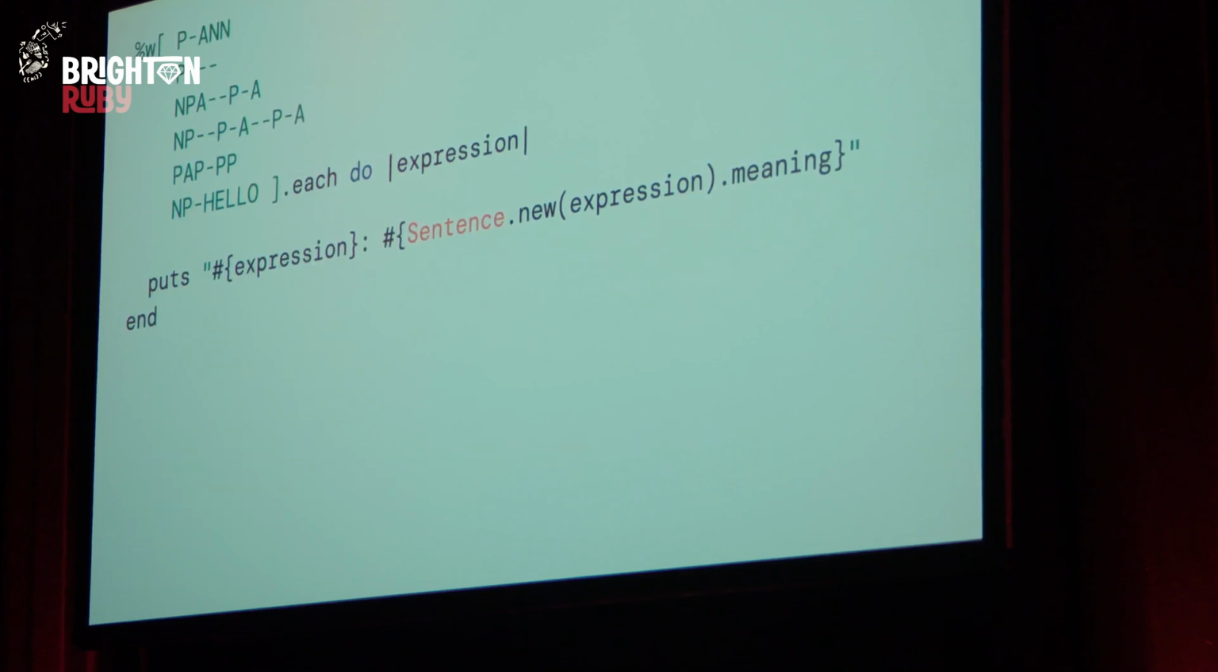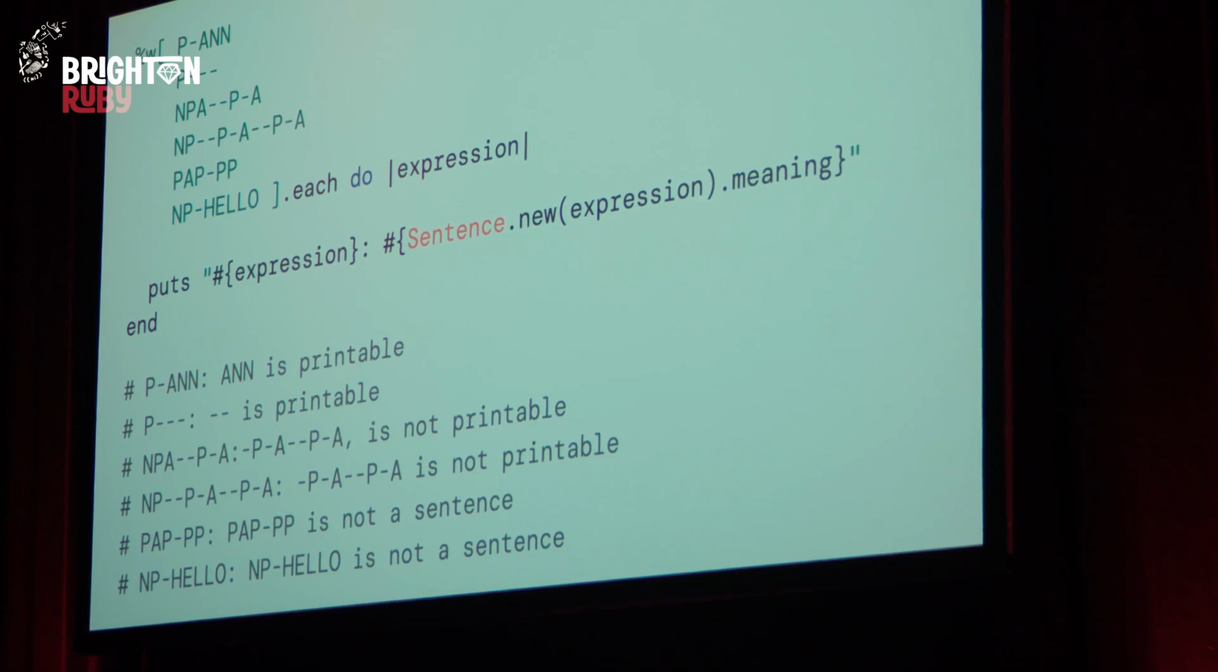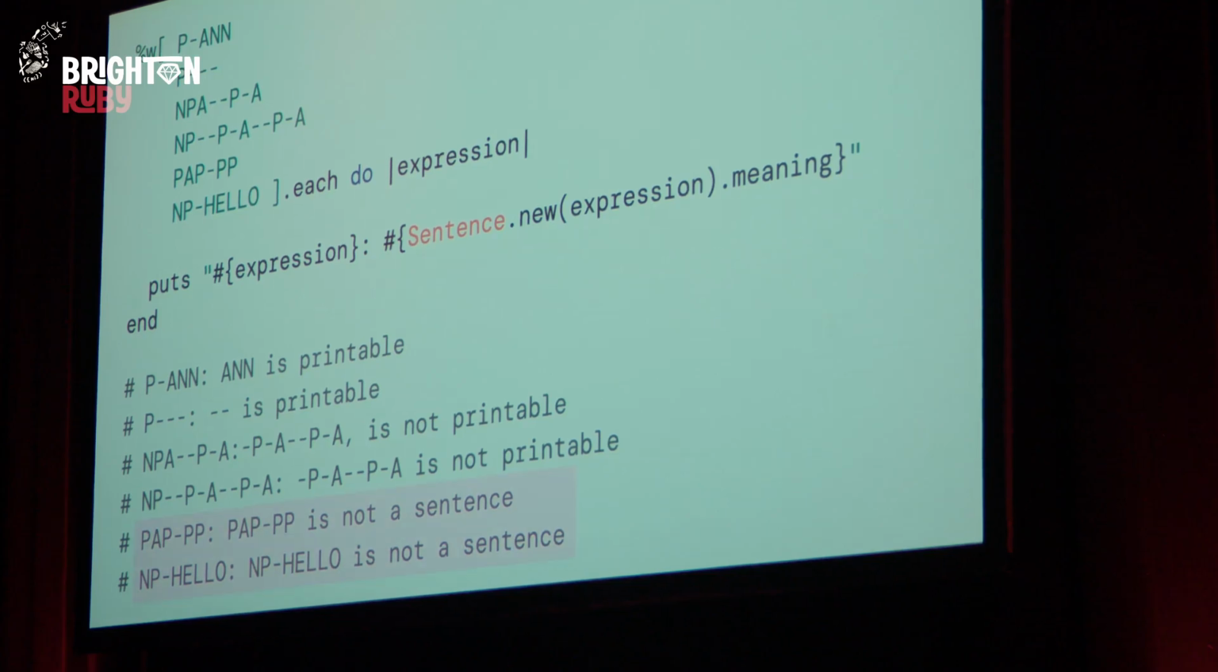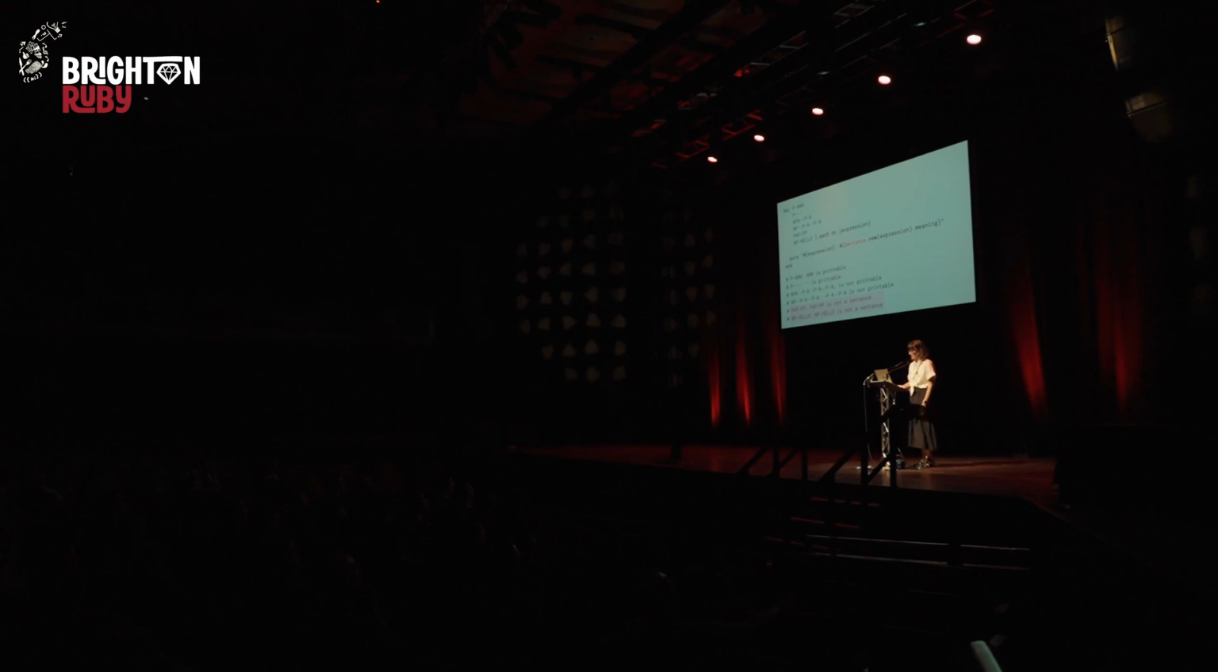Cool, so now we are ready to check some expressions. Running this code will yield this result, where we have an expression where the dash is used but it has no meaning, and a couple of examples of expressions that are not sentences because they don't conform to the four forms that we described before.